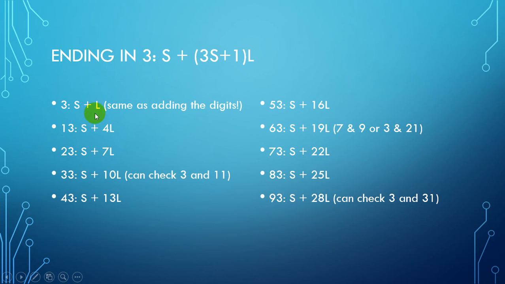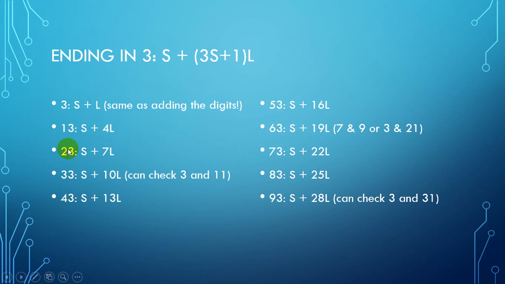13, s plus 4l. The stem here is 1, so the rule that is derived for 13, s plus 4l, comes from this formula. You plug 1 in for the stem, that's 3, plus 1 is 4, so that's where your 4 comes from. Likewise, 23, s plus 7l, so you would break your original number up, and then you would take 7 times the 1's digit and add it to the rest of the number.